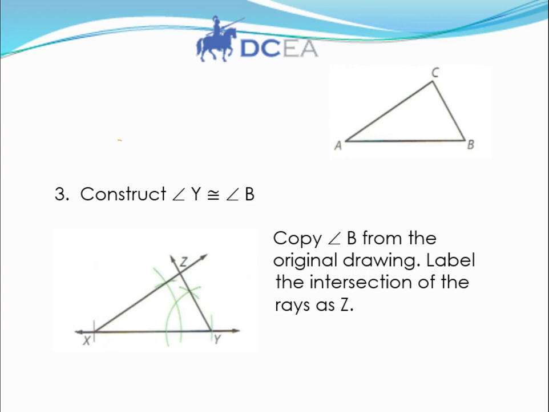So copy angle B, place it on your drawing, and then you'll draw the line XY as we did in the previous construction we did. You'll now have a triangle that is congruent to the first triangle, but this time we used two angles and one side.